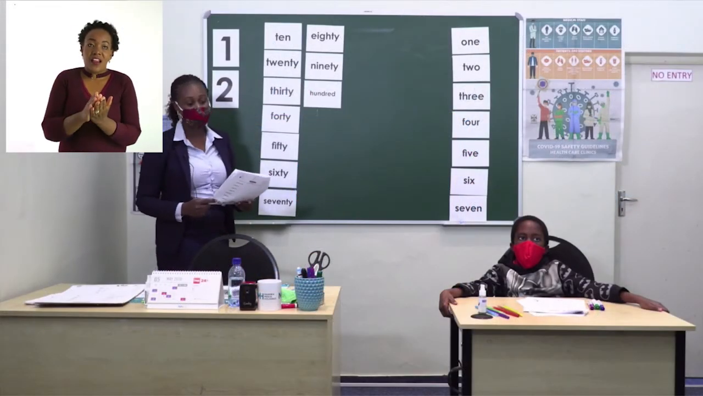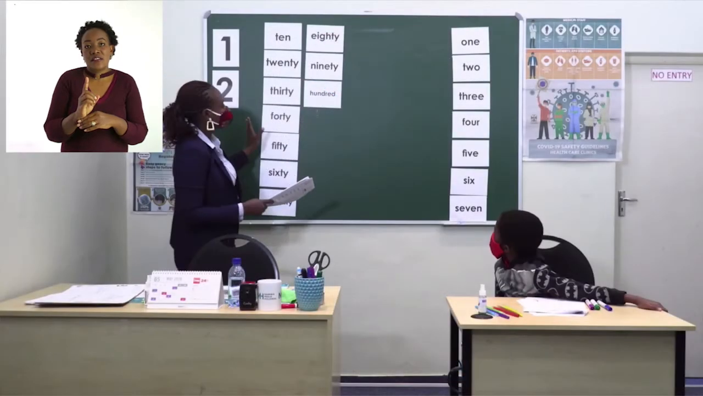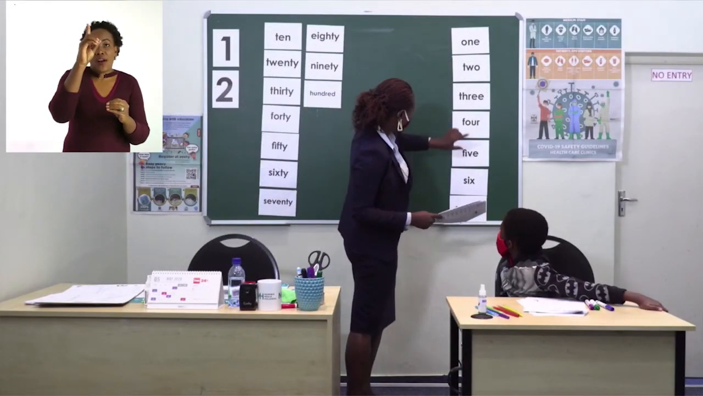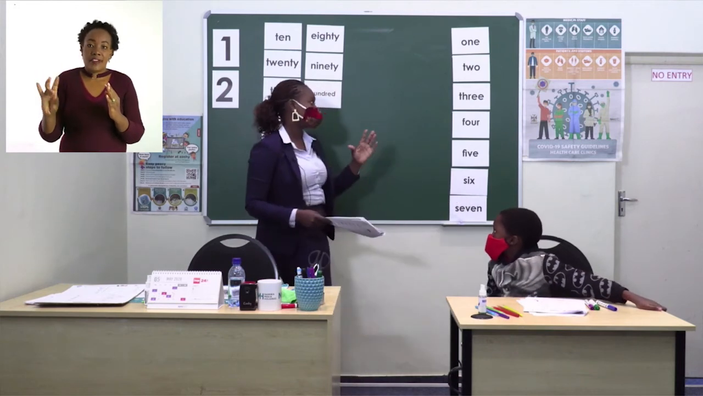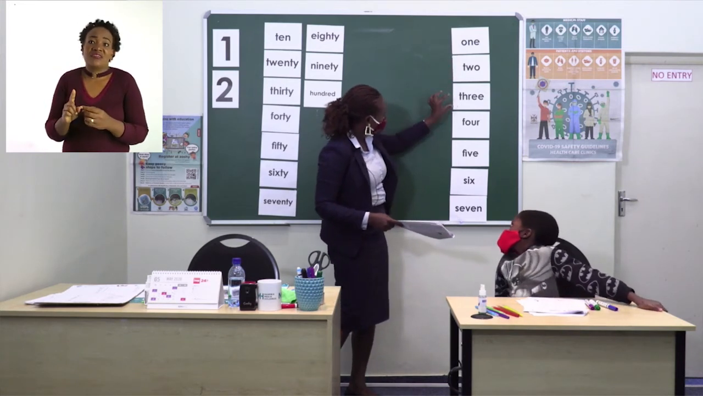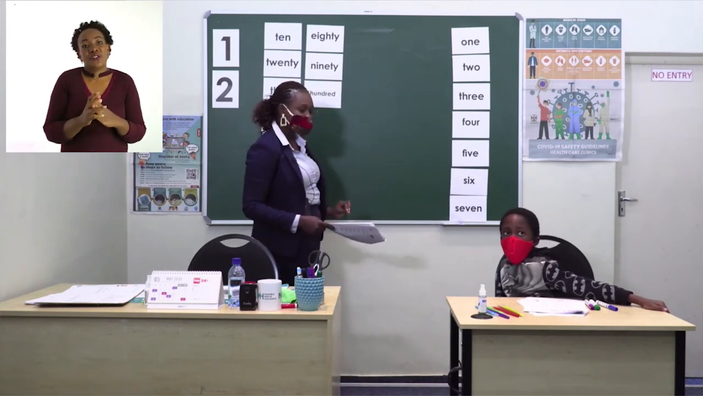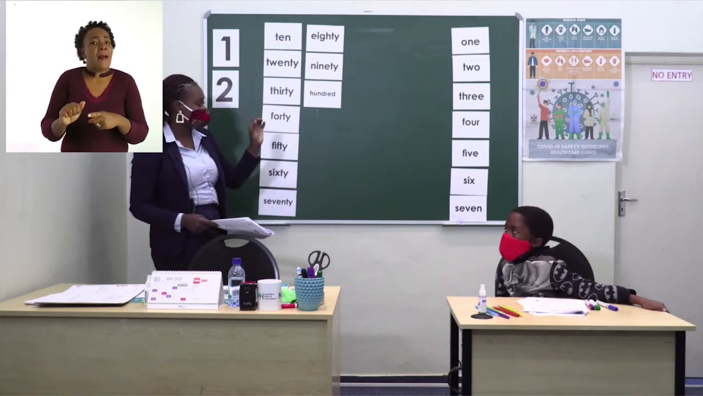Let's now turn to page 7, where we are going to talk about number names. This work is for grade 3s. And before we start matching, we want to know how to write these numbers in words. First, I wrote the numbers here from 1 to 7. You must know the correct spellings. So you need to practice and know the correct spellings.